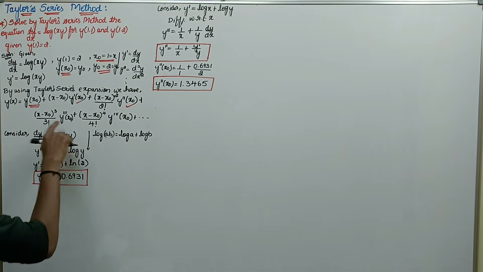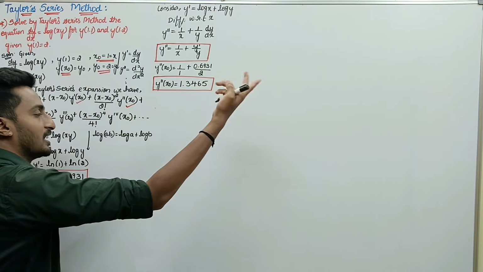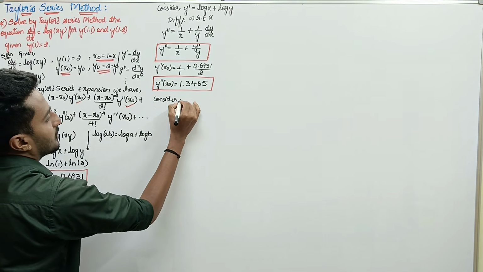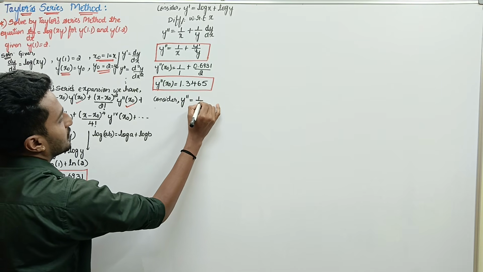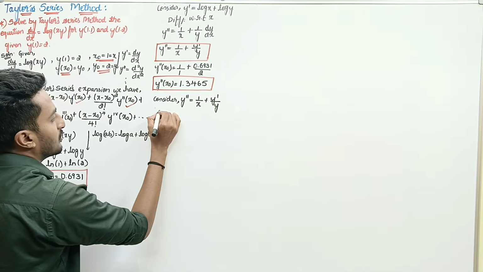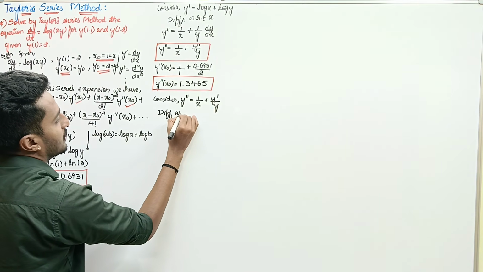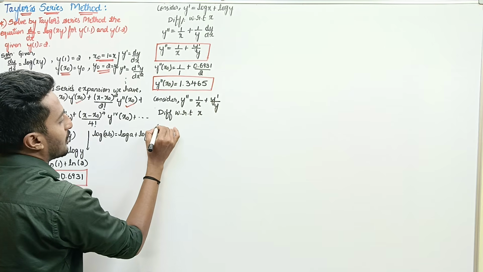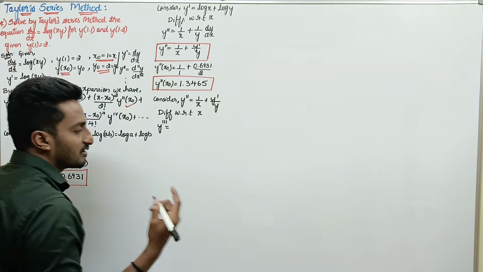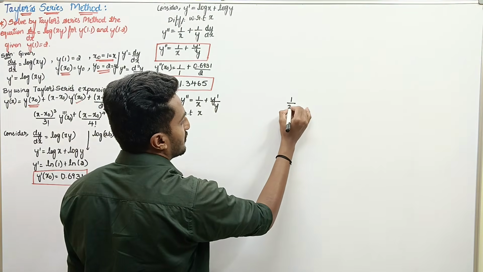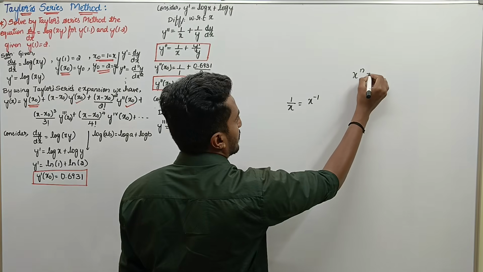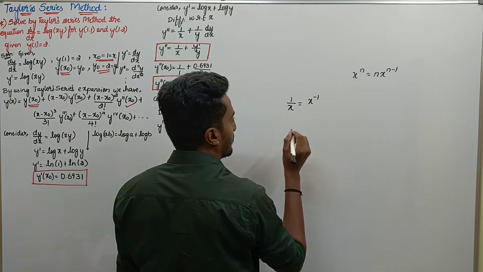Next step is to find y triple dash. Considering y double dash, I am going to find y triple dash. Consider y double dash, which is equal to 1 by x plus y dash divided by y. Now differentiating partially with respect to x. Now y double dash becomes y triple dash, which is equal to differentiation of 1 by x. It is very easy. Differentiation of 1 by x, you can represent it as x to the power of minus 1. What is differentiation of x to the power of n? n into x to the power of n minus 1.